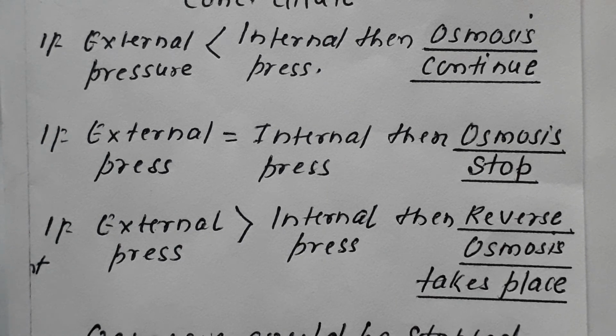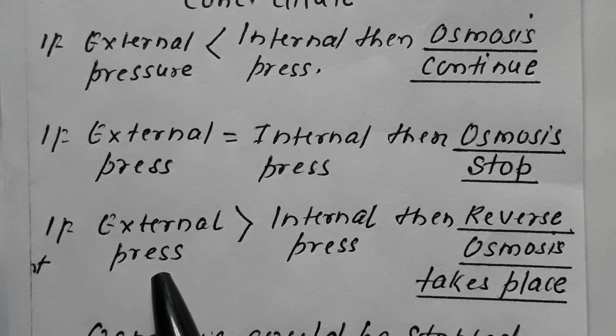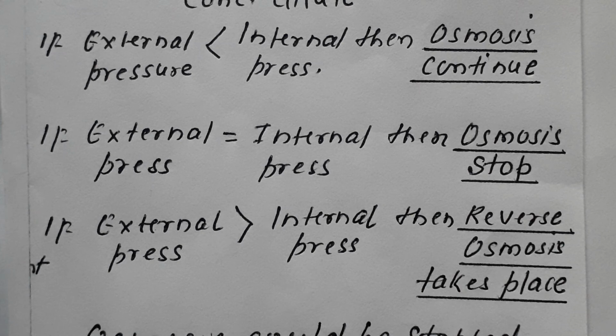But very important, and this is very much in use now, if the external pressure is made greater than the internal, then the solvent particles start moving from concentrated to dilute solution, and this process is called reverse osmosis. We have been regularly listening to RO. RO is reverse osmosis, where there is movement of solvent particles from concentrated to dilute solution. This is only possible when the external pressure is made greater than the internal pressure.